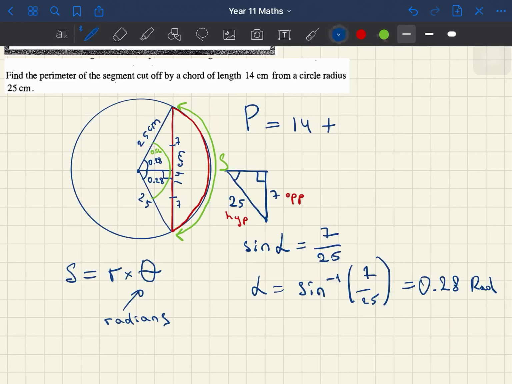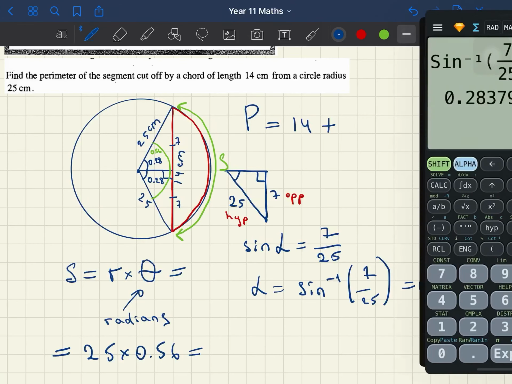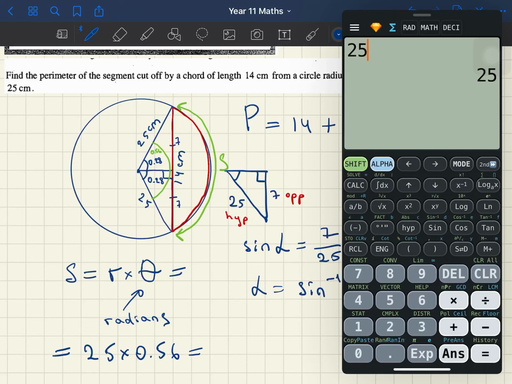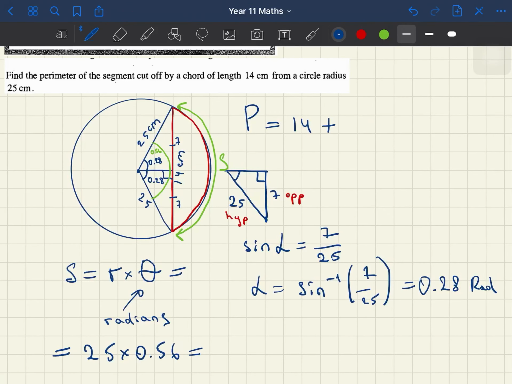The length of this arc equals the radius times this angle, right? So the radius is 25 times 0.56, which equals 14. So the perimeter, how interesting, equals 14 plus 14. Right, so 14 plus 14 would be equal to 28 centimeters.